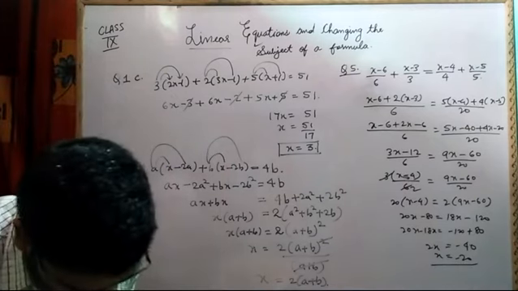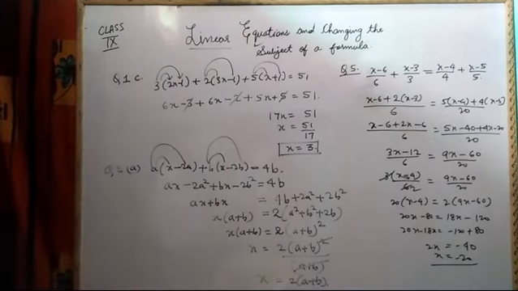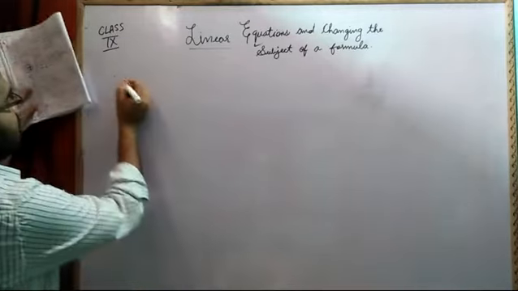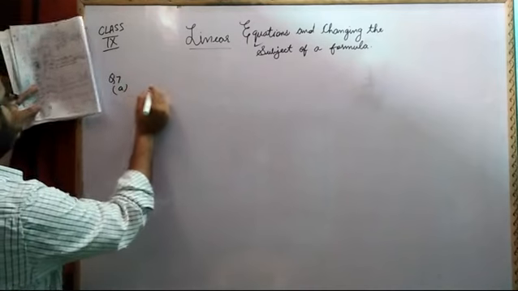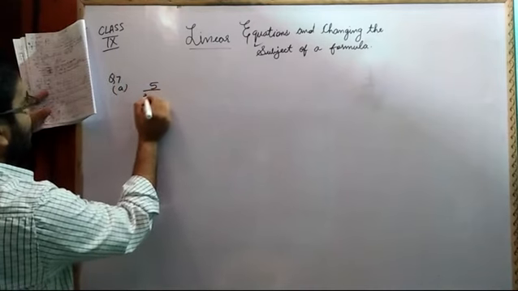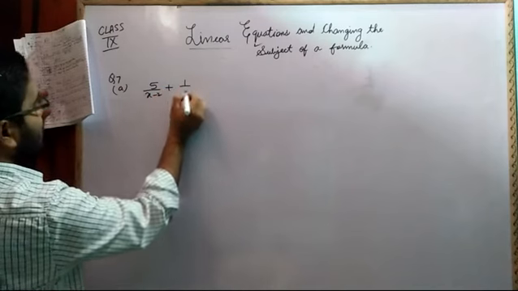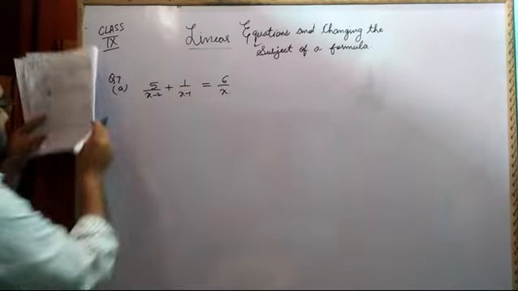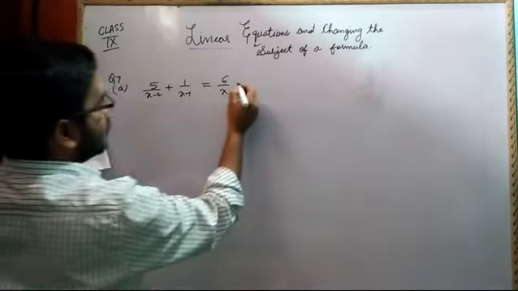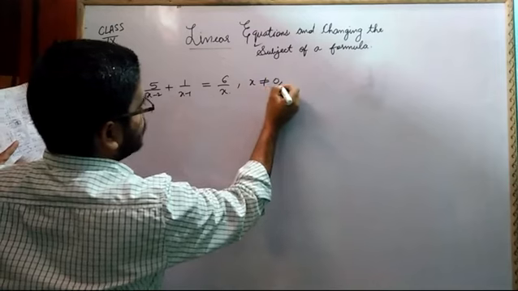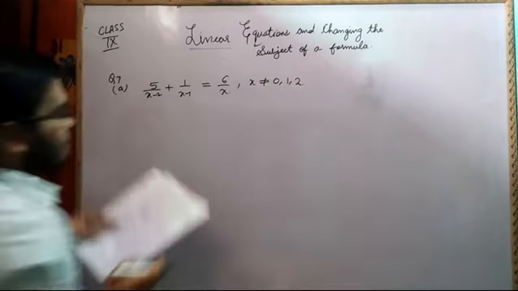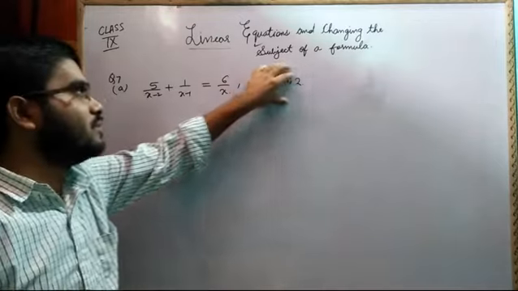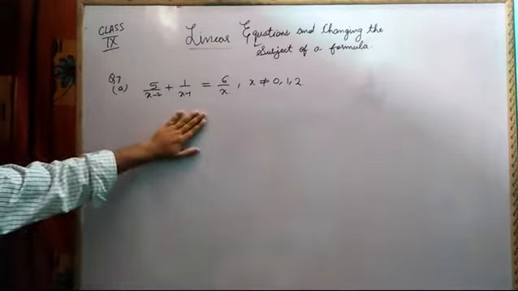Now we will be seeing question number 7A. Question 7A says that 5 upon x minus 2 plus 1 by x minus 1 is equal to 6 upon x. This is what is given, and x does not belong to 0, 1 and 2. Why are they saying x does not belong to 0, 1 and 2? This is very important. If in the exam they don't give this, then that question is not proper.